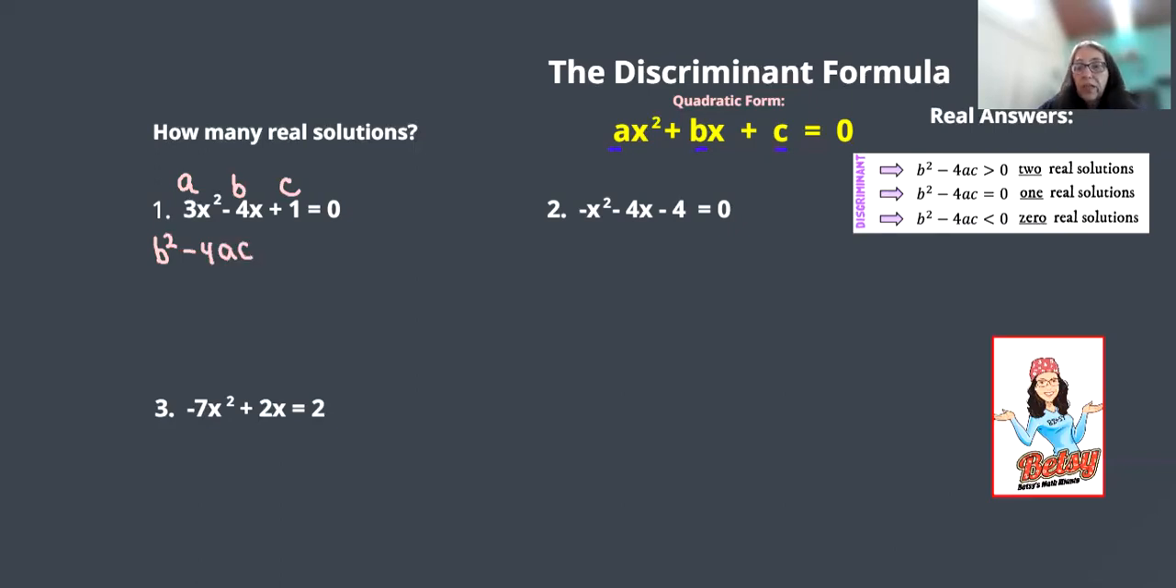Now, B squared, that's negative 4. You don't even have to worry about the negative sign when you're doing the B squared, because if it's positive or negative, when you square it, it's going to be positive anyway. I'm going to put it in there just because it is B. So negative 4 squared minus 4 times A, which is 3, times C, which is 1. Negative 4 times negative 4 is 16, minus 4 times 3 is 12, times 1 is 12. And 16 minus 12 is positive 4. Because it is a positive number, we will end up with 2 solutions.